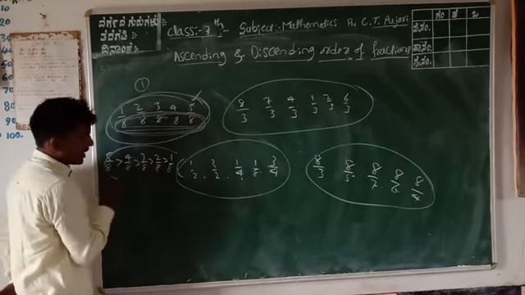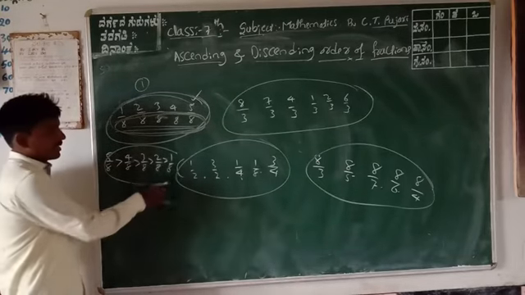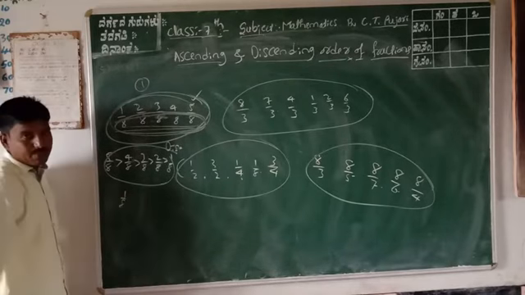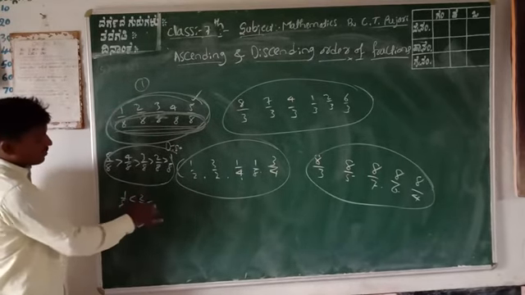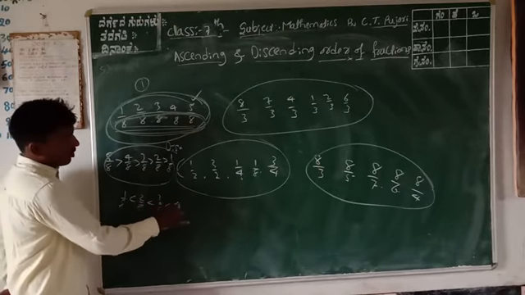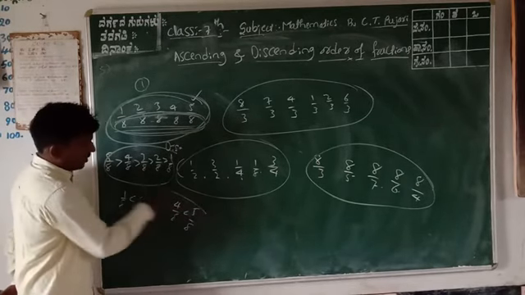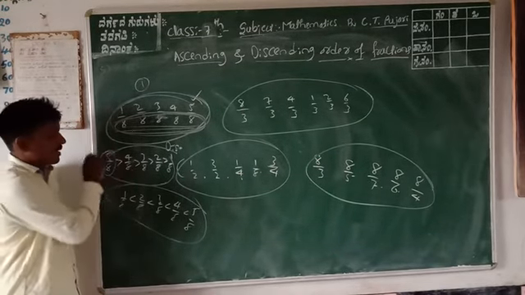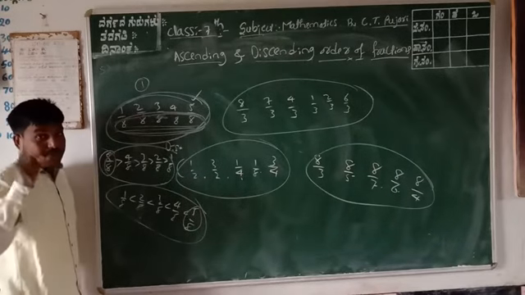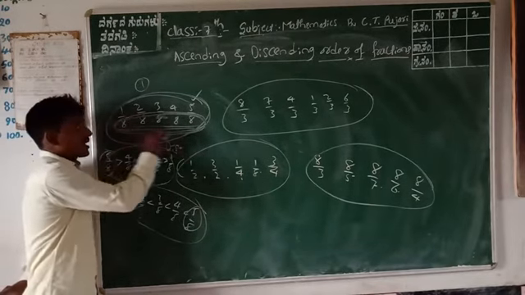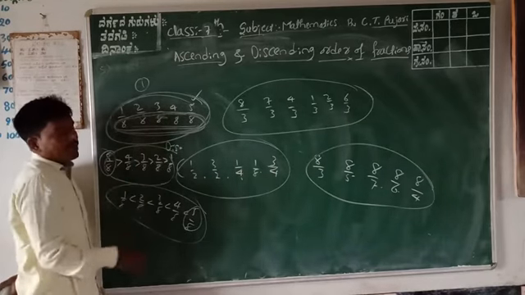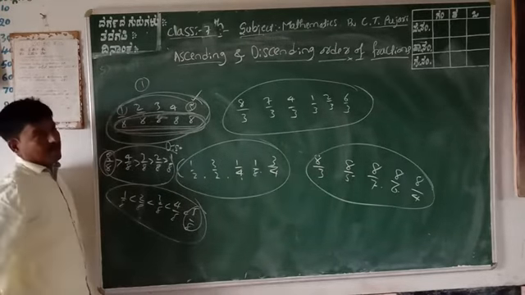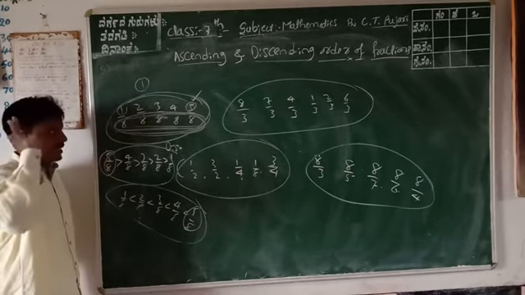This is descending order. But what is ascending order? 1 by 8 is the smallest number. Next, 2 by 8 is the next number. Then 3 by 8, 4 by 8, 5 by 8. This is ascending order. This is the biggest number. When denominators are the same, compare only the numerators. Which one is the biggest number, that is the bigger number. Which one is the smallest number, that is the smaller number. You can write directly, very easily, the ascending order and descending order.